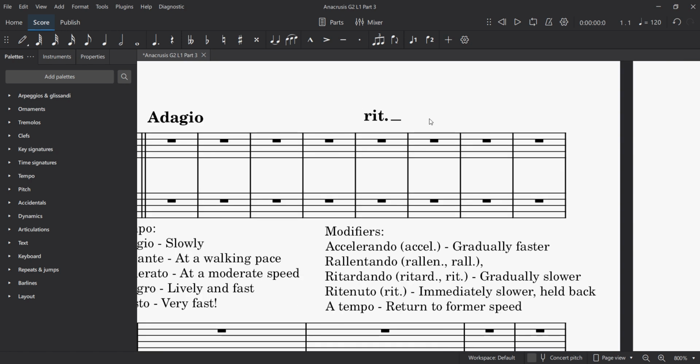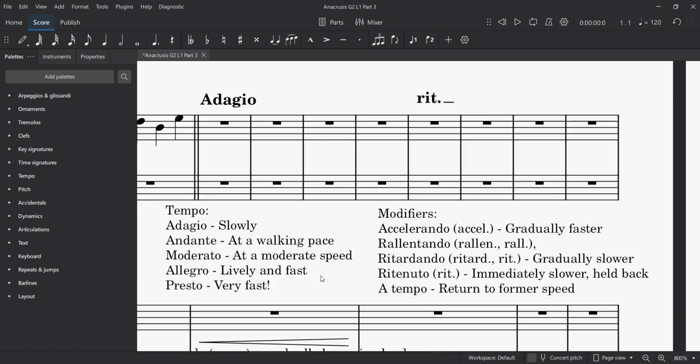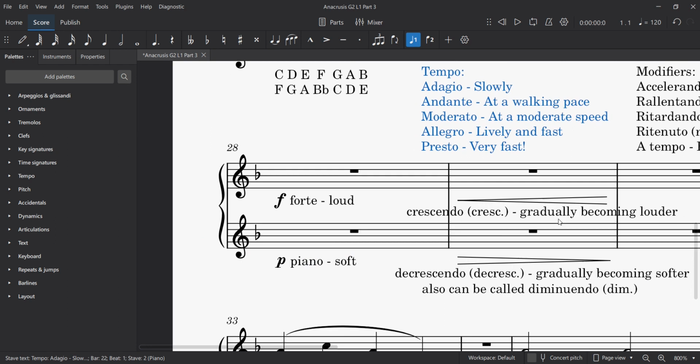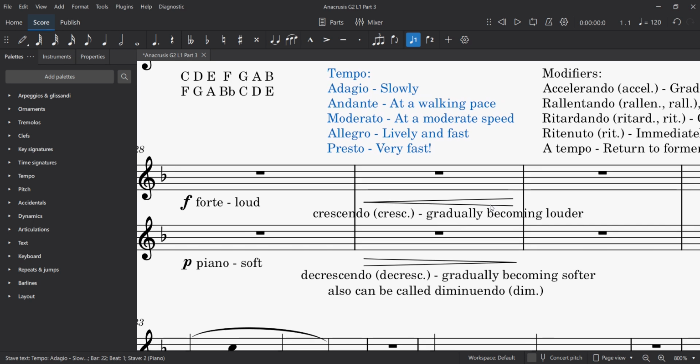Now we're going to move to some basic dynamics. So, I trust that you know that forte is loud, piano is soft, with a crescendo symbolizing gradually becoming louder, and a decrescendo meaning gradually becoming softer. This can also be called a diminuendo, or a dim.